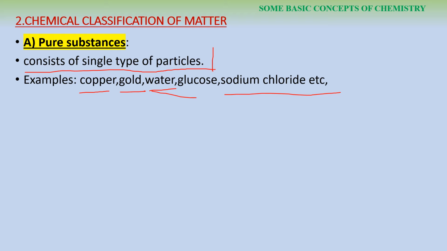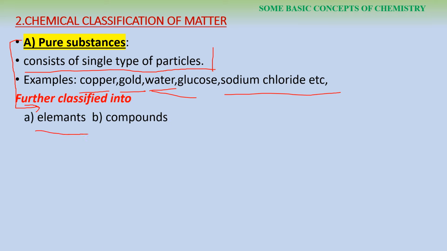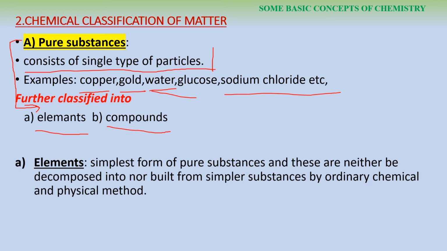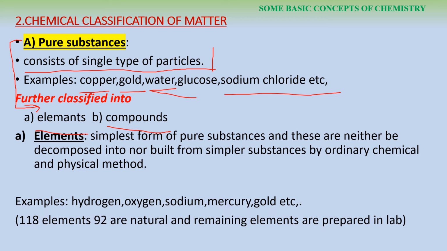Okay. Next, again, these pure substances can be classified into two types. First one, elements. Second one, compounds. What are elements? Elements are the simplest form of pure substances. In elements, we can see a single type of particles. Examples: hydrogen, oxygen, sodium, mercury, gold, etc.